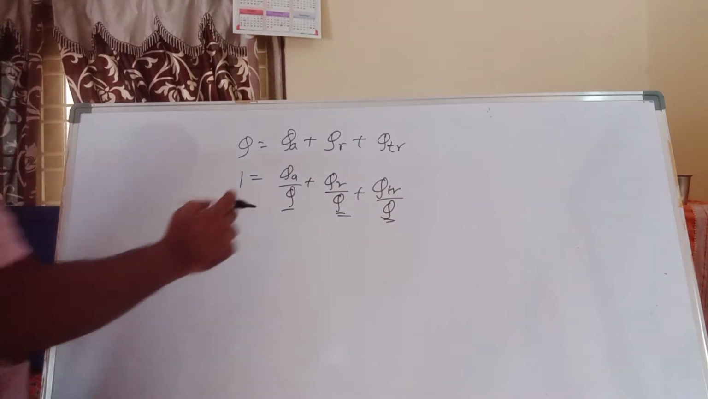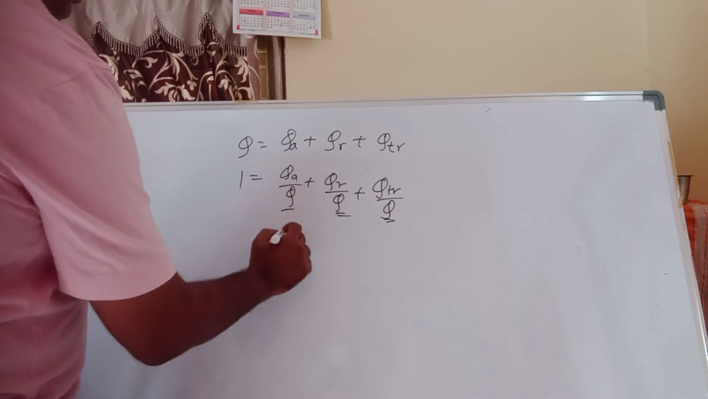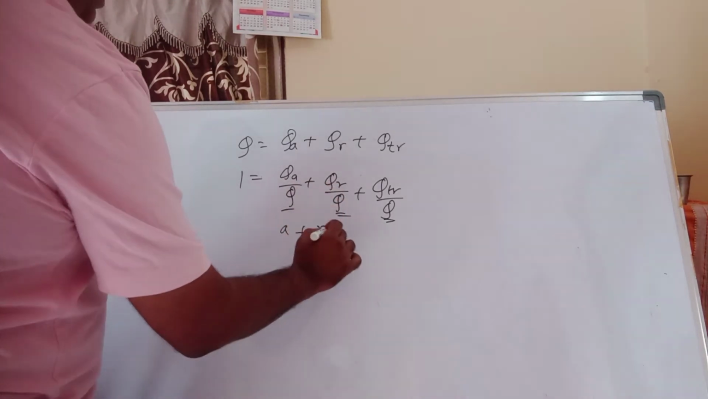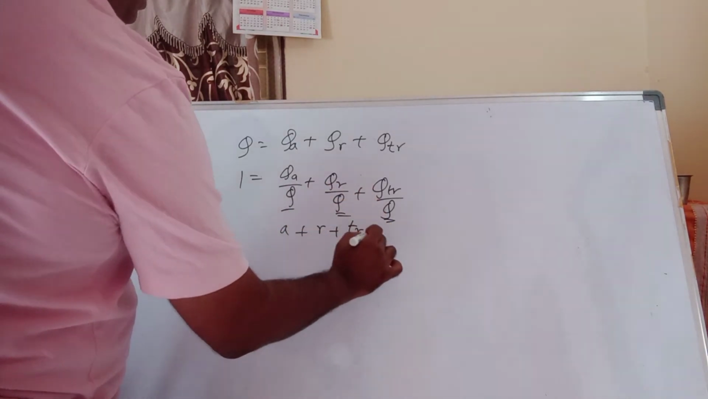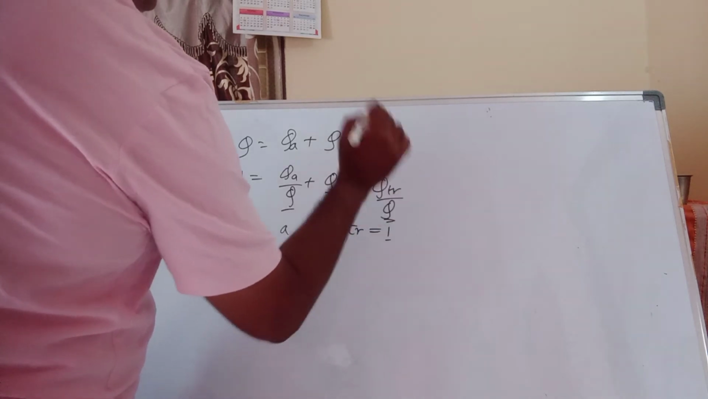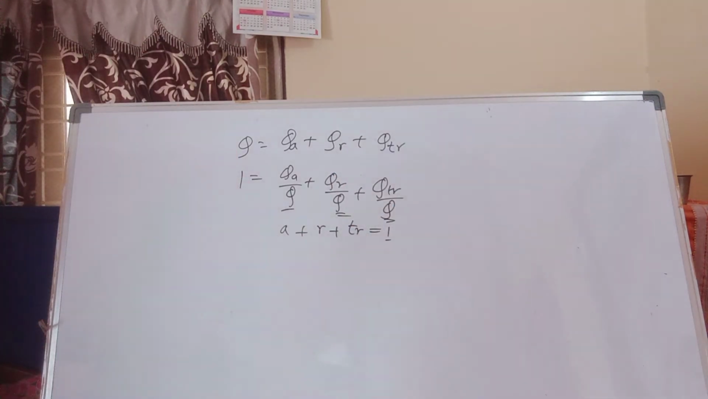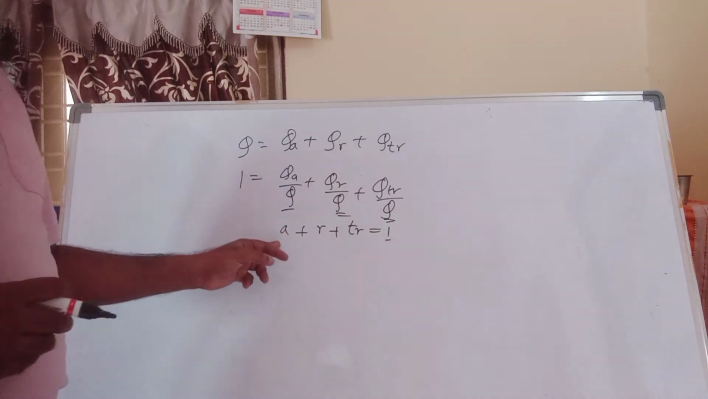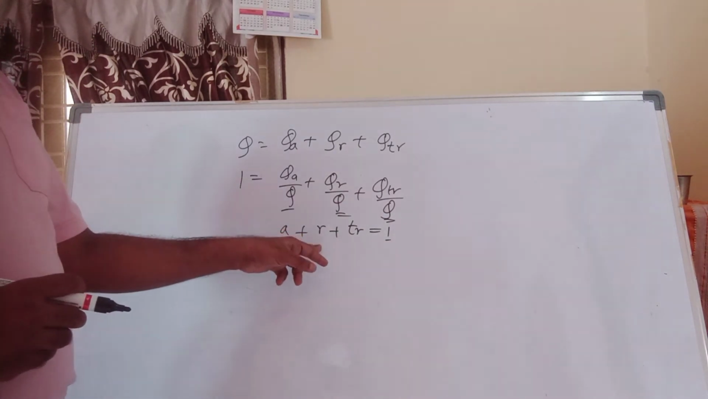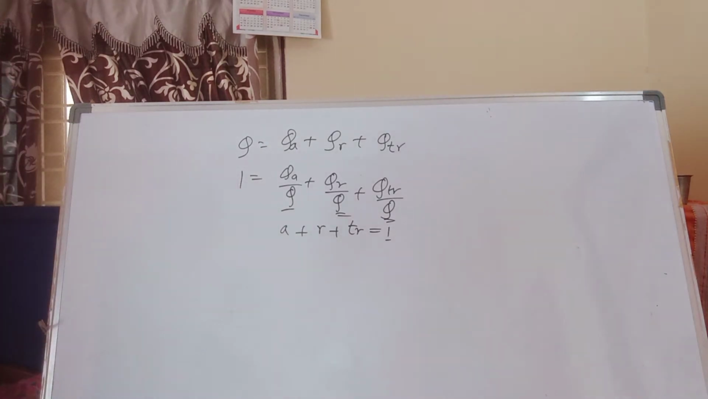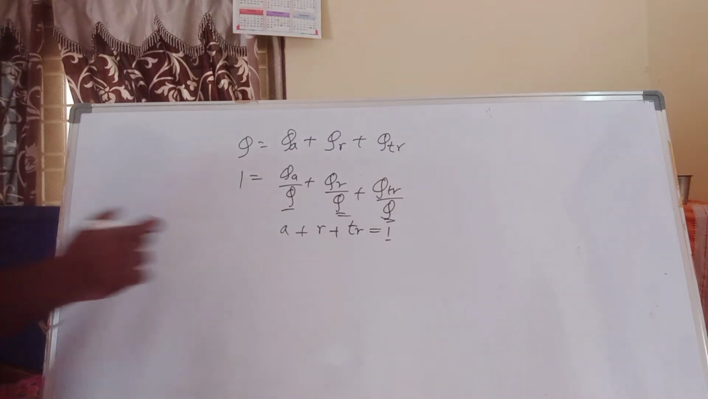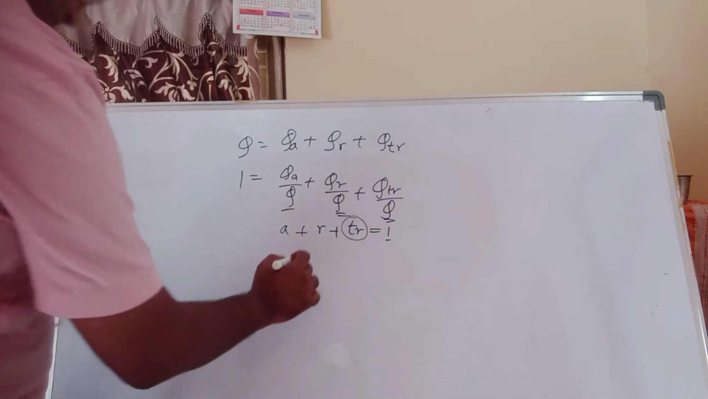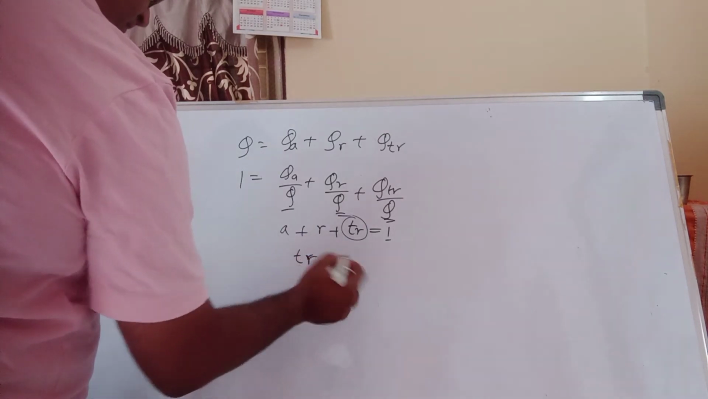So here this is denoted by A, this is by R, and this is by Tr. So this is equal to 1 unit. Okay. So if 1 unit of heat is given, some part is taken for absorption, some part for reflection, and some part for the radiation purpose. So here let us say Tr is a coefficient.